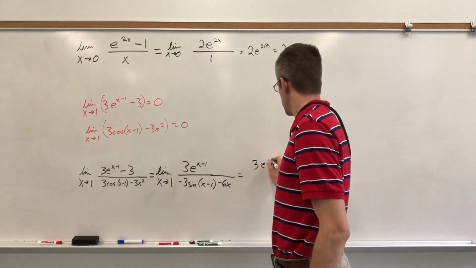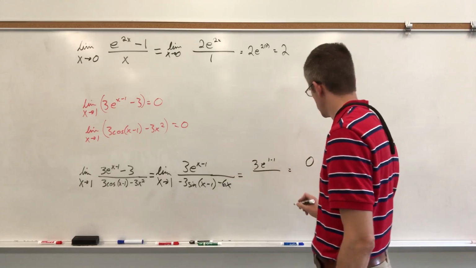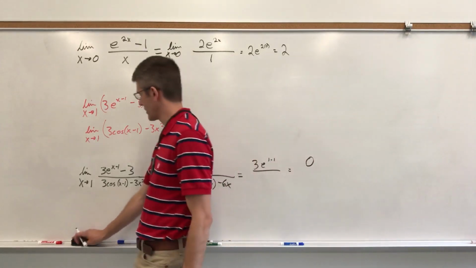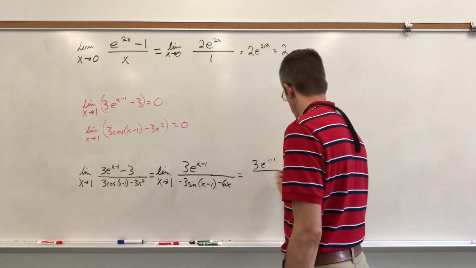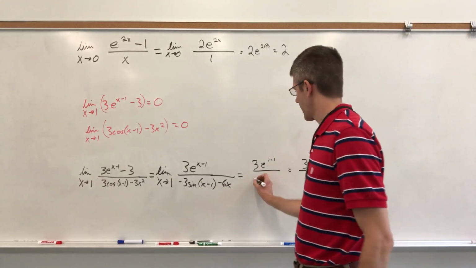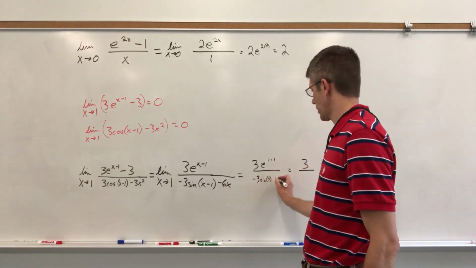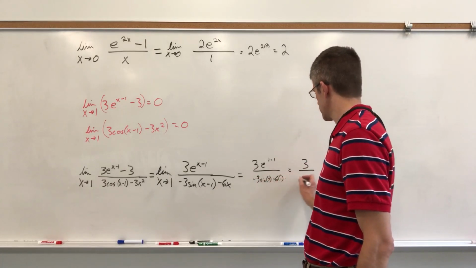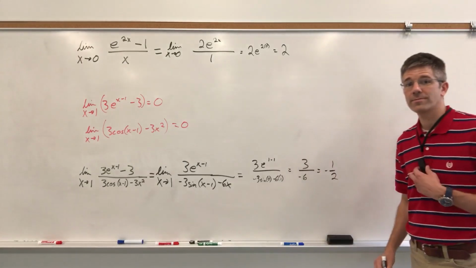So 3e to the 1 minus 1. It's going to give me 0. No, it's not. It's going to give me 3. Wow. Good job there, sir. Okay, we're going to plug a 1 in here. We're going to have negative 3 times sine of 0, which is just 0, minus 6 times 1. So negative 6. Negative 1/2 is what I'm going to get for that one. That's it.